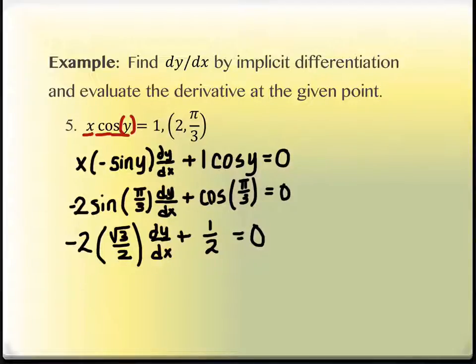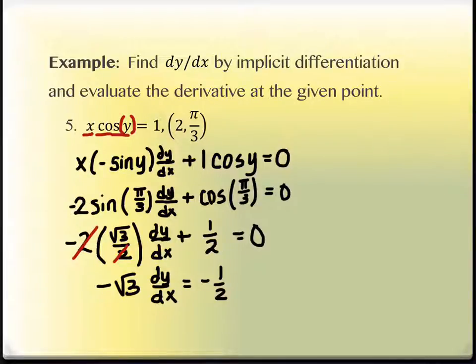Isn't this friendly? There's a 2 out here and there's a 2 down here. That's nice. So we can do that for sure. So this is negative square root 3 dy dx. And while I'm at it, I'm just going to move the 1/2 to the other side. So it's negative 1/2 over here. Then what?